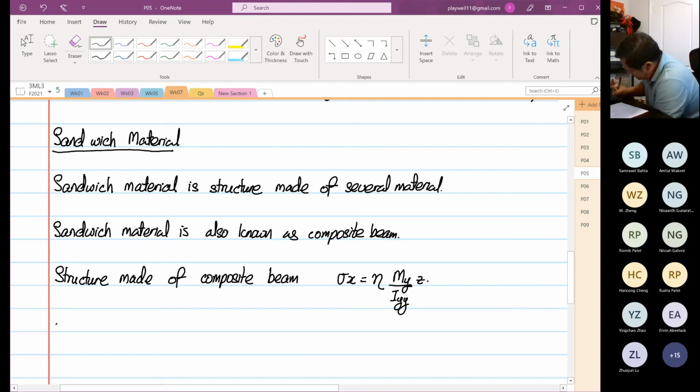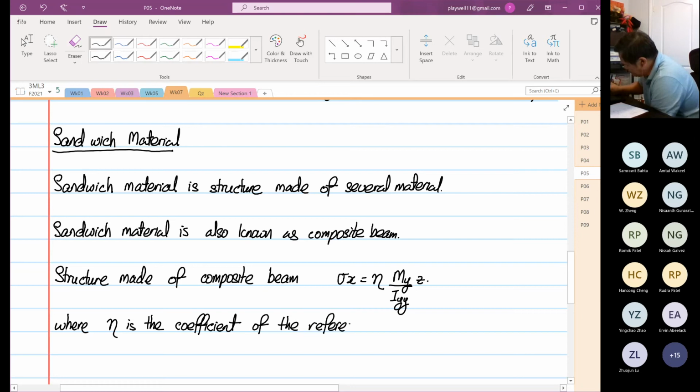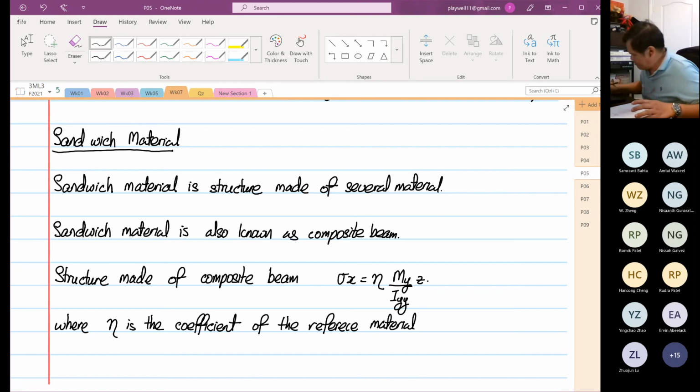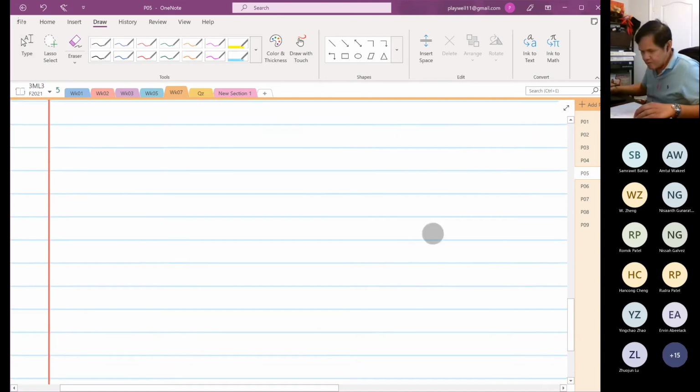Where n is not really n. I don't know what that symbol is called. It's Greek, but it looks like n. It's the coefficient of the reference material. So what does this mean? All of a sudden we have this.